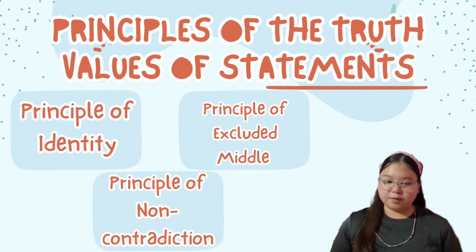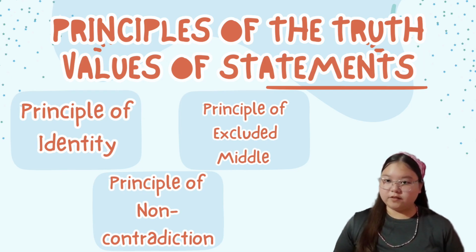Now that we know all about logical constants, it's time to dive into Module 3, the truth values of compound statements. Let's begin! We have three principles governing the truth values of statements: the principle of identity, the principle of excluded middle, and the principle of non-contradiction.